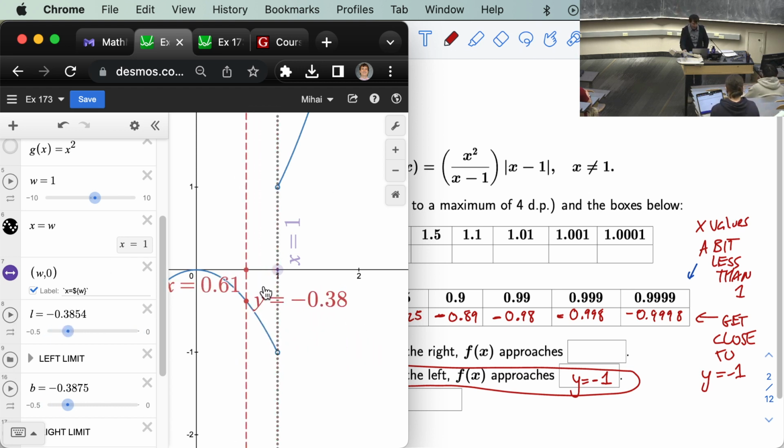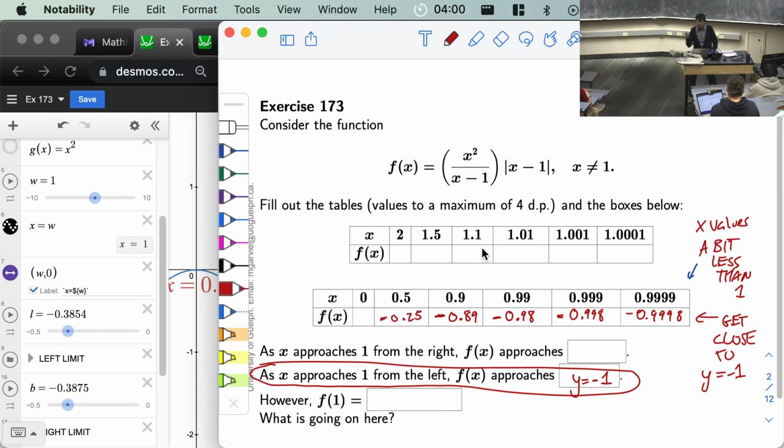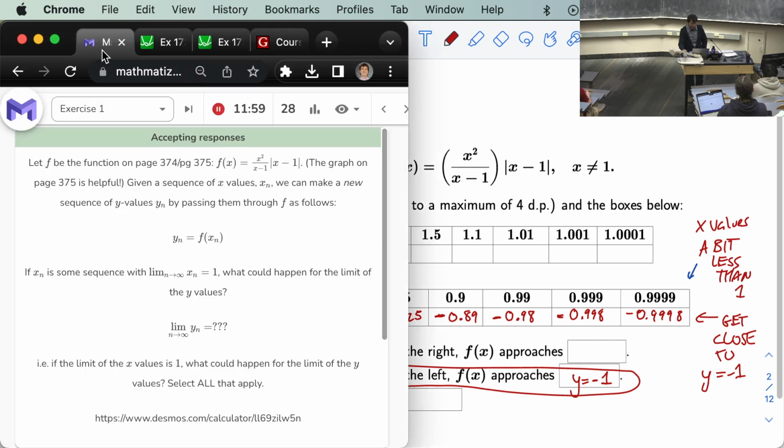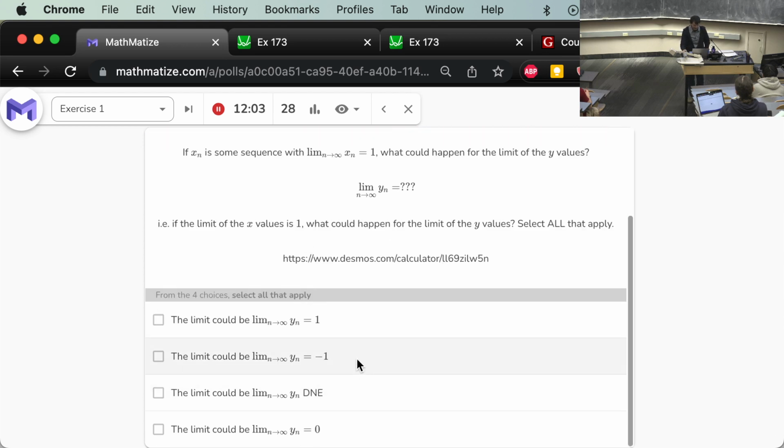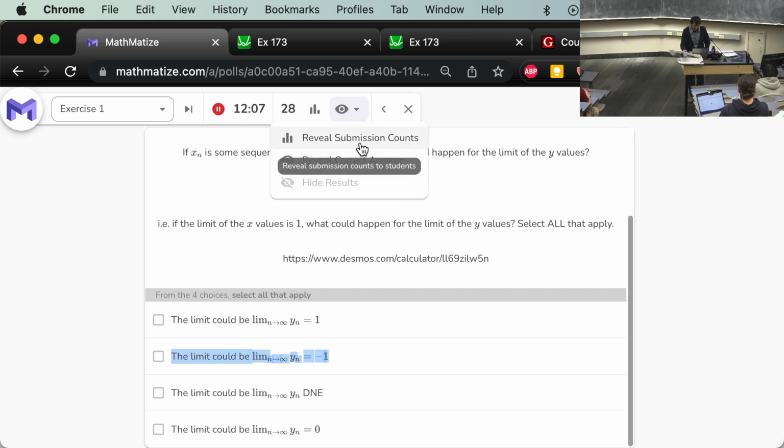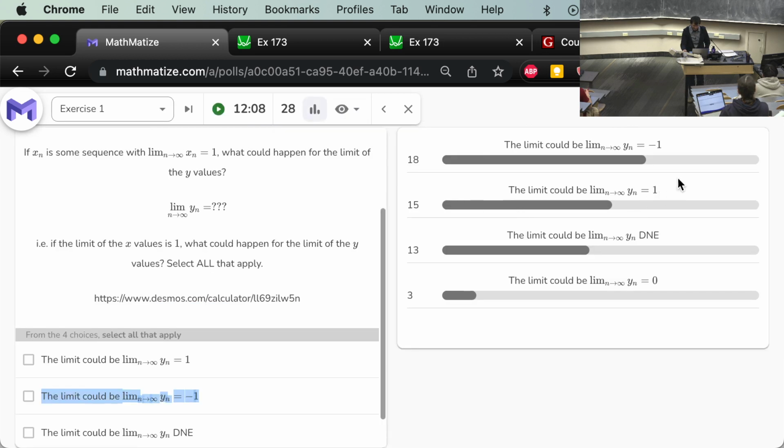So in this situation, the limit of the y values is -1. So the correct answer in Math1030, because of this sequence, is definitely going to include this first option, that the limit could be -1. Let's see how many people said different things. So that one is definitely correct. Most people got that one. 18 out of 28 people got that one.